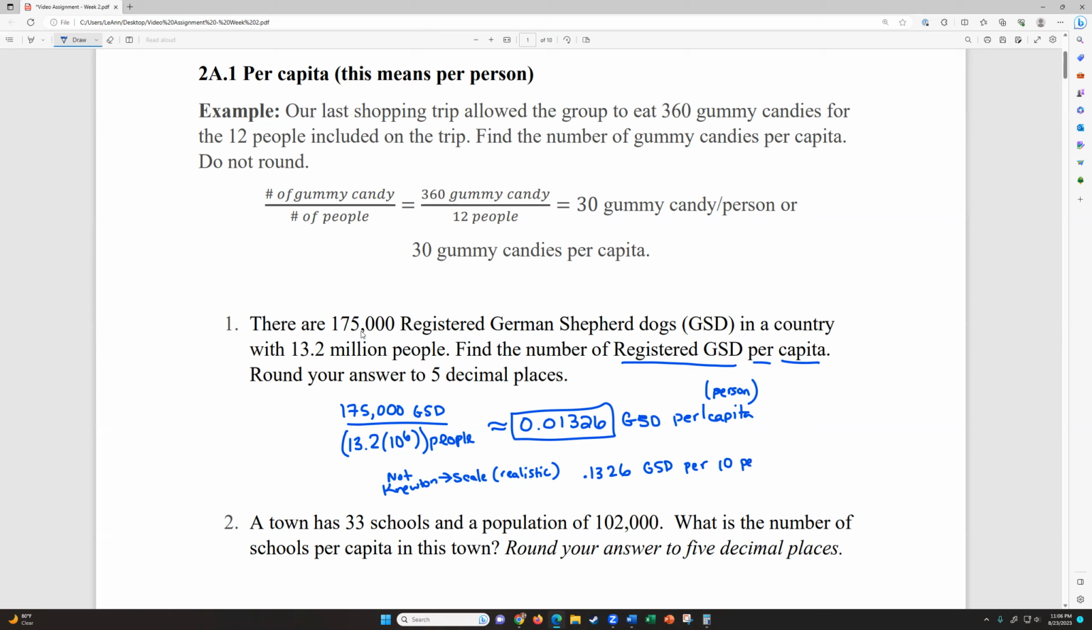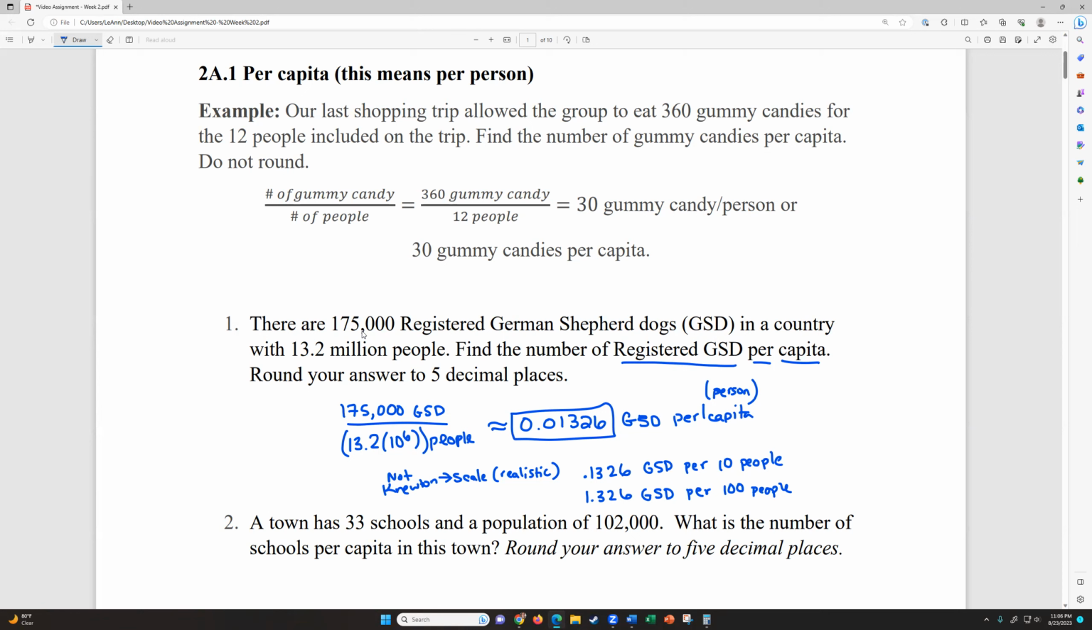German Shepherd dogs per 10 people, because you'd multiply 1 by 10. So that's, again, not even a full dog. If I multiply by another 10, I would move the decimal 1 more place to the right and get 1.326 German Shepherd dogs per, multiply this by 10 again as well, 100 people. So that makes a little more sense in terms of like realism.